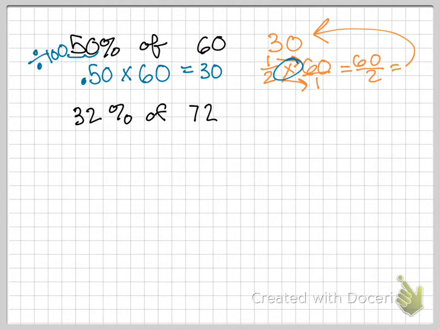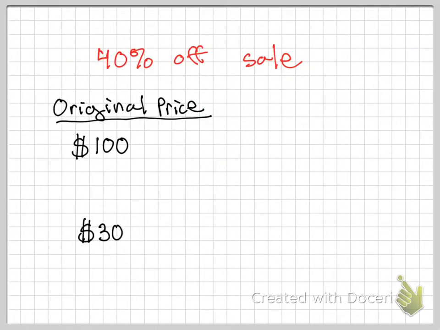You are right if you said that it is 0.32. Now I know that of means times, and my number is 72 here. So I am doing 0.32 times 72, and I end up with 23.04. Okay, so that's kind of like the basis for what we need to know here. And now I'm going to take it to another level.